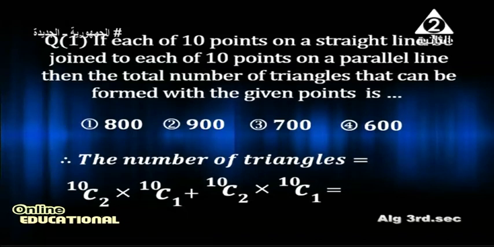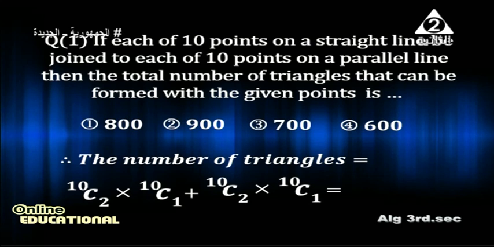If each of 10 points on a straight line is joined to each of 10 points on a parallel line. We have two lines. The first line has 10 points. The second line has another 10 points. What is required? The total number of triangles that can be formed with the given points.